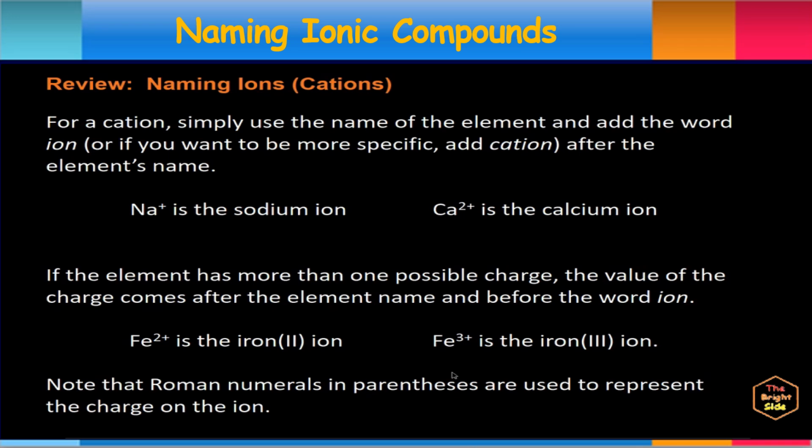And that tells us that we're dealing with the iron 2 plus cation. The iron 3 plus cation is exactly the same way, except now we've indicated that 3 plus charge in parentheses by using Roman numeral 3 inside the parentheses. So with elements that can have more than one characteristic charge, we do have to indicate that using Roman numerals and parentheses as part of that cation name.